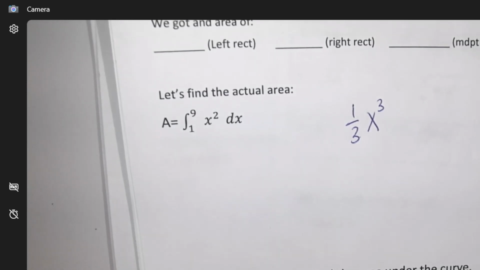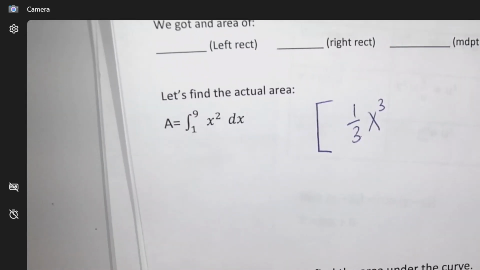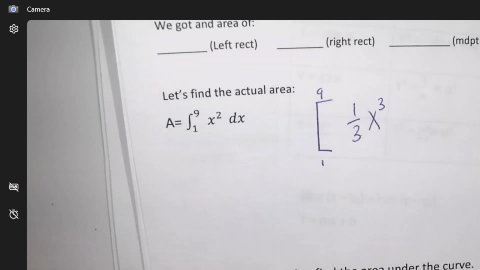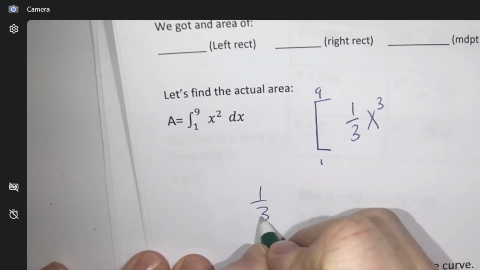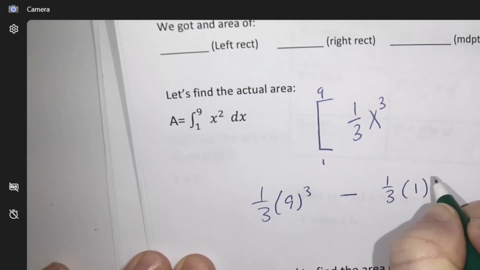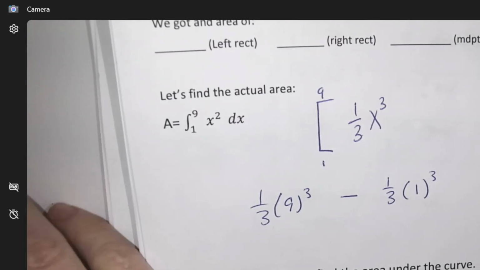Now, because I am doing this definitely, I'm going to use this square bracket and say I'm going to do this from 1 to 9. Now you plug in the 9, subtract, and plug in the 1. So whatever number that turns out to be.